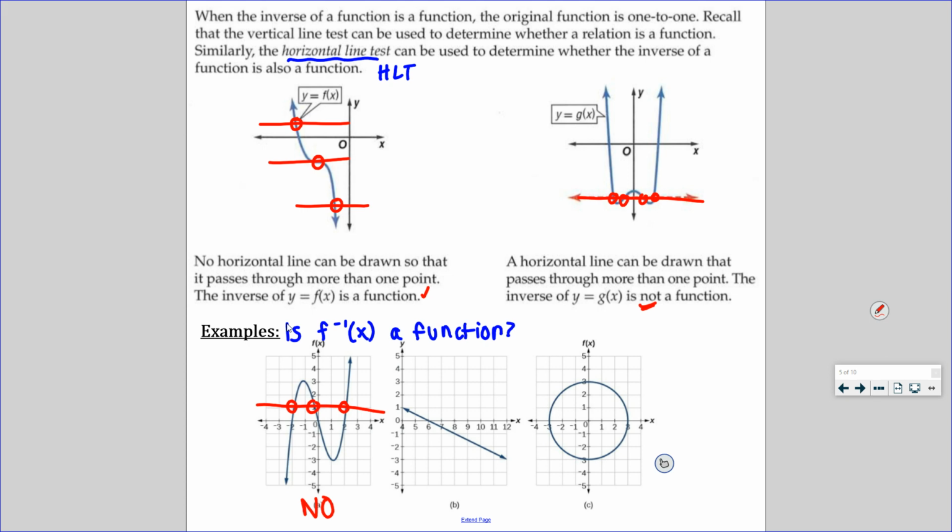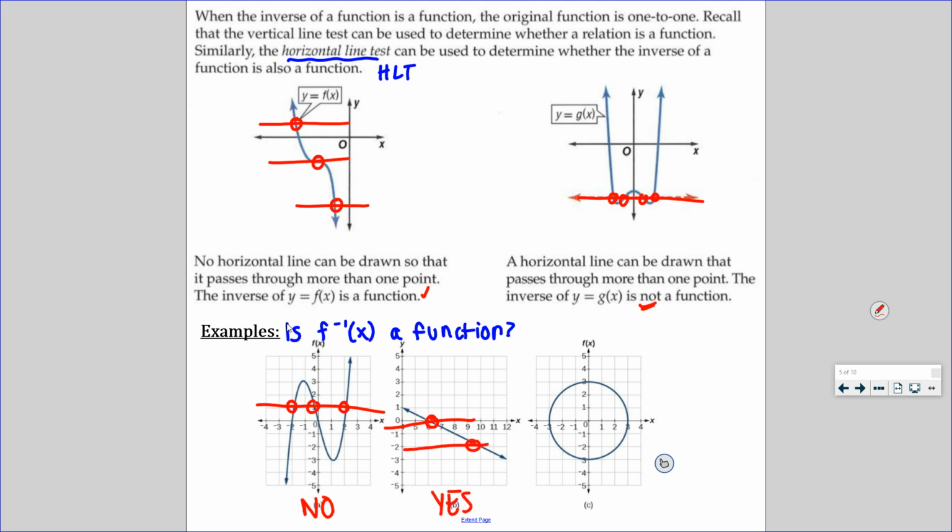Now, not to confuse you, but let me ask you this question. Is this original graph a function? Yes, it would pass the vertical line test. Okay. Is the inverse of this one a function? Yes.